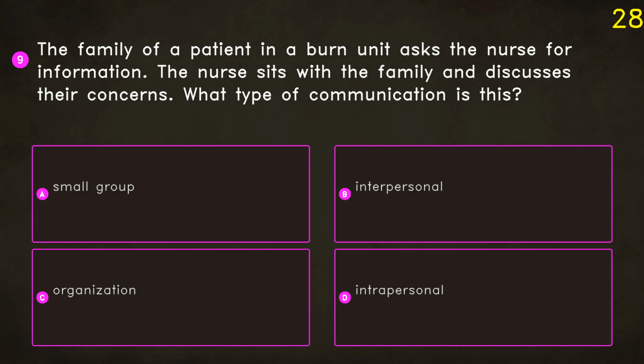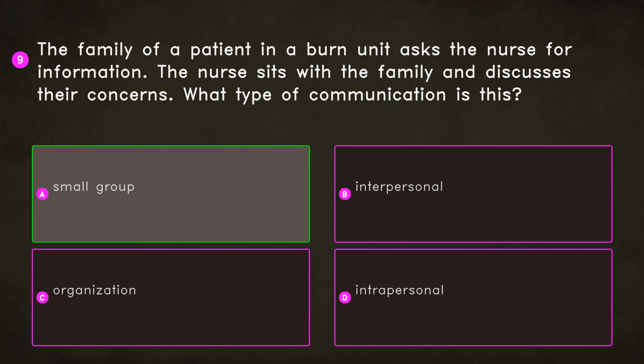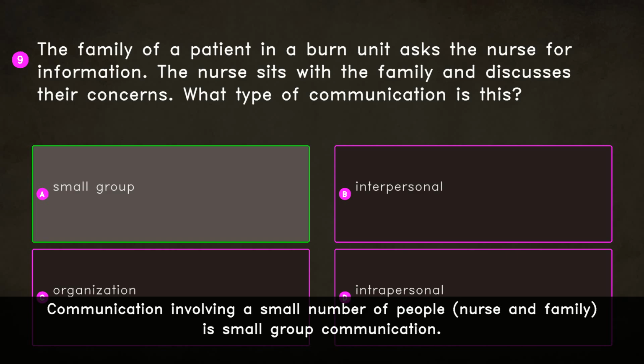Question 9. The family of a patient in a burn unit asks the nurse for information. The nurse sits with the family and discusses their concerns. What type of communication is this? A. A small group. B. Interpersonal. C. Organization. D. Intrapersonal. The correct answer is small group. Communication involving a small number of people, nurse and family, is small group communication.